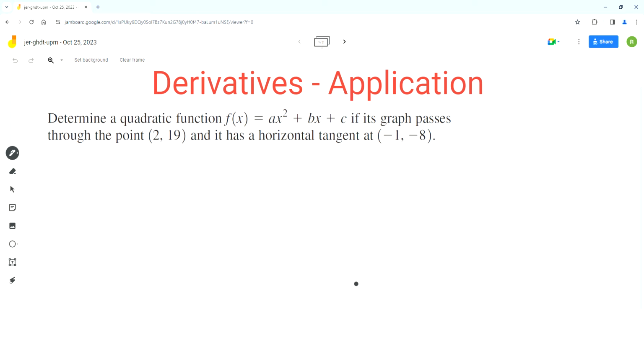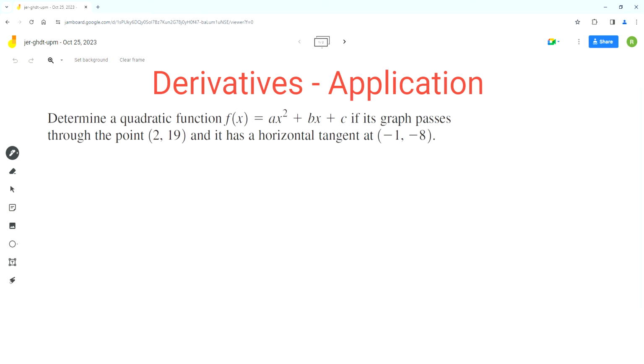So in this video, we'll use the concepts of derivatives to solve this problem. As per the problem, determine a quadratic function f of x equals ax squared plus bx plus c if its graph passes through the point (2, 19) and it has a horizontal tangent at (-1, -8).